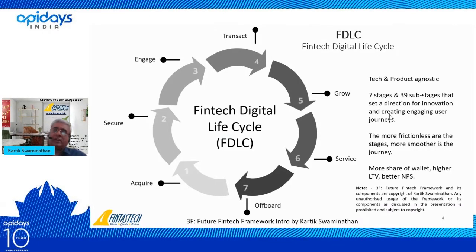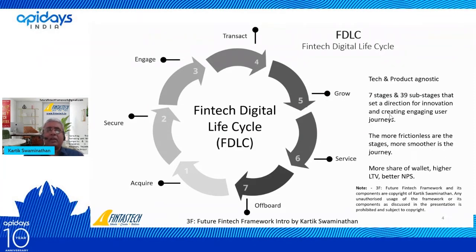And the beauty is, it's an iterative process because you'll obviously work under some constraints, budgets, technology and stuff like that, time frames. So you'll keep iterating and improvising and reduce the friction. And the more frictionless you make the stages, the more smoother is the journey. The more smoother is the journey, the better engaged the customer is. The better engaged the customer is, he'll trade, transact, engage better.